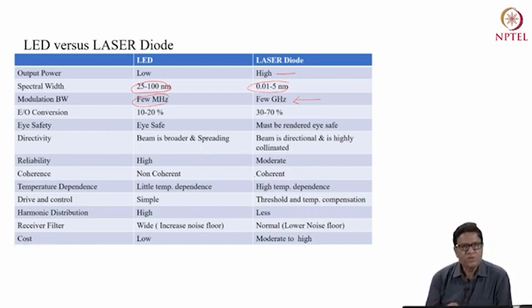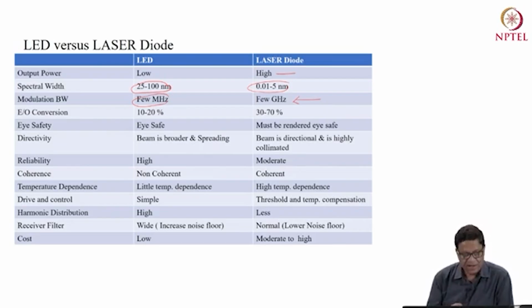Temperature dependence: there is no significant temperature dependence in the case of an LED, whereas the laser diode is highly temperature dependent. The output power is highly temperature dependent, and you should have some mechanism to control the temperature if you want to keep the power output constant. The drive and control for an LED is very, very simple. Whereas for a laser diode, you have to keep the threshold constant, you have to keep the temperature constant. So additional control circuitry is required for threshold and temperature compensation. So it's a little complex as compared to an LED.